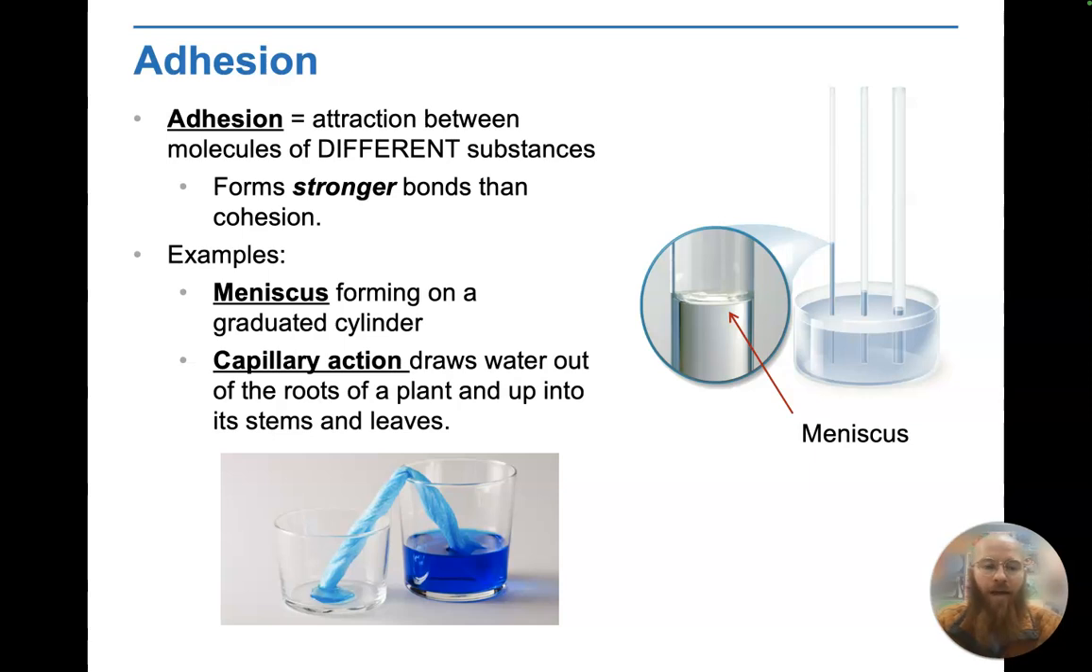Another way is through what we call capillary action. You can see that down here in the bottom left, where if I were to stick a tissue into the water in one glass, capillary action would be basically how we draw water up and out and into another cup, right? It happens a lot with plants, where we draw water up and out of the roots of a plant into the stems and leaves so that water and nutrients can get to all parts of, let's say, a tree or something like that. So that's adhesion, different substances.